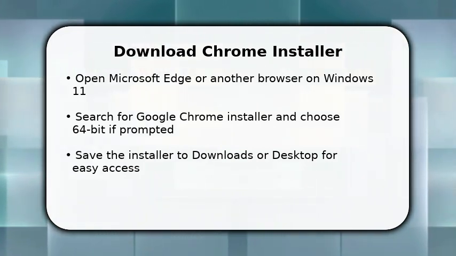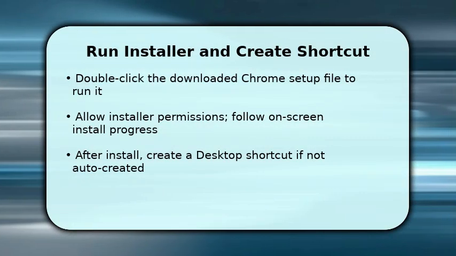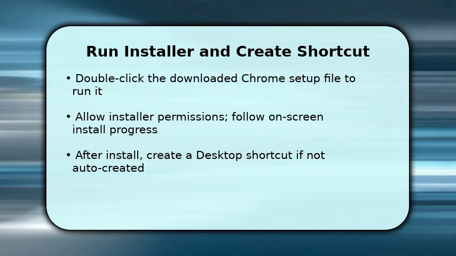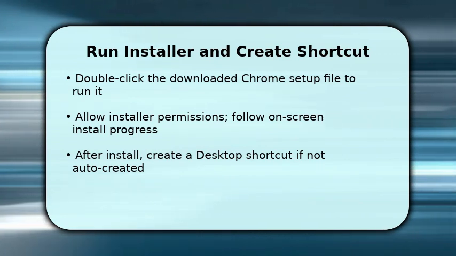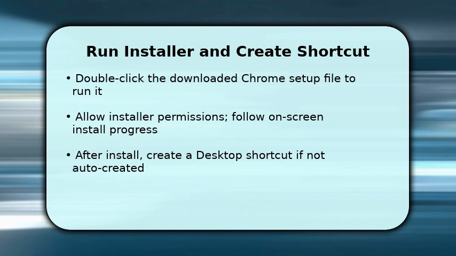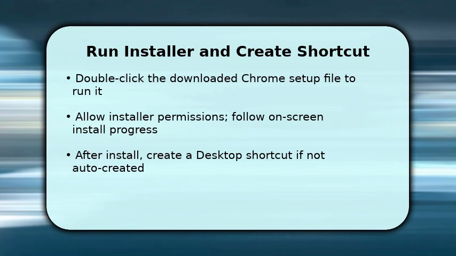You now run the installer to put Chrome on your PC and prepare a desktop icon. Double-click the setup file and allow it to make changes when prompted. This lets the installer copy files and register Chrome with Windows. Once installation finishes, check the Start menu for Google Chrome. Right-click the app, choose More, then open File Location to make a desktop shortcut if one wasn't created. Doing this ensures you can launch Chrome directly from your desktop with one click.